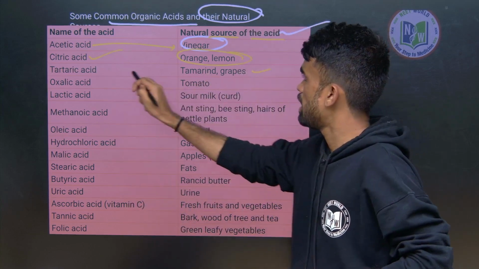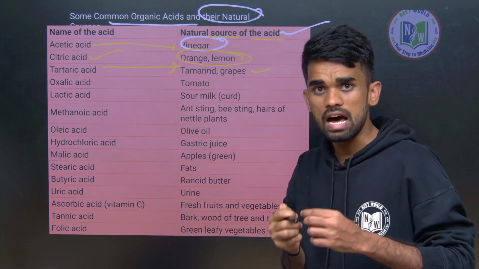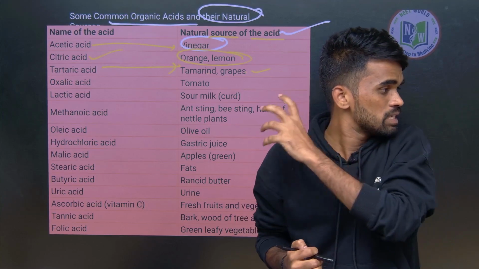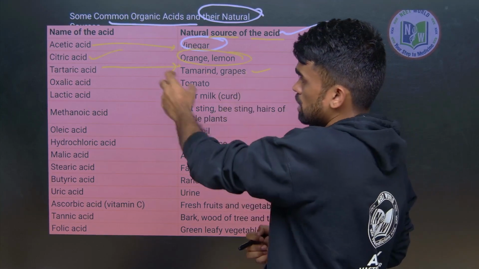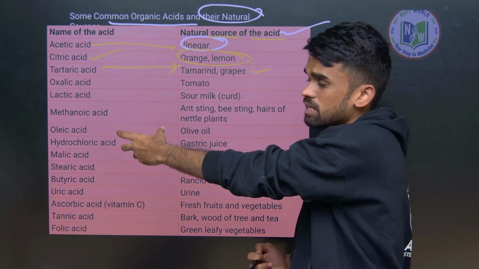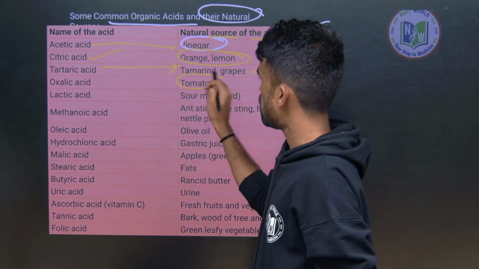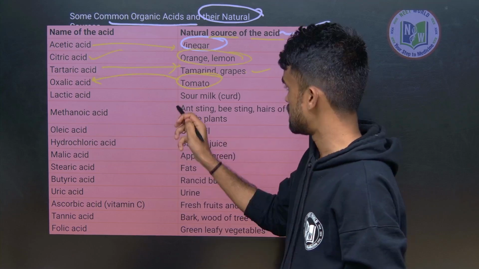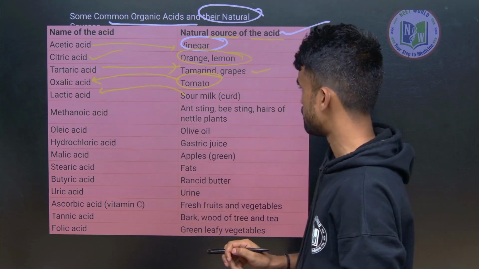Tamarind and grapes have tartaric acid. Yes, all these things you need to remember. You should have some idea from which source and from which fruit we can get which acid. From tomato we have oxalic acid. From milk, like curd generally, we have lactic acid.